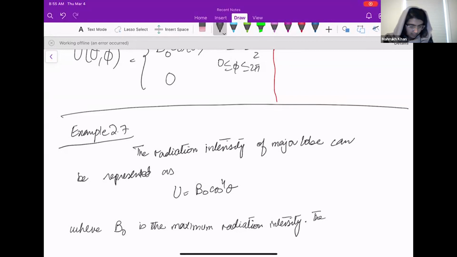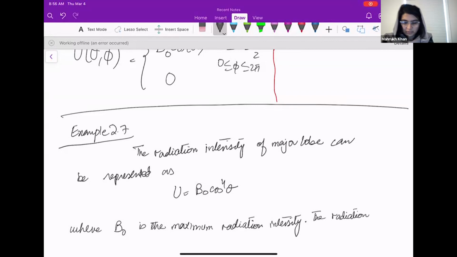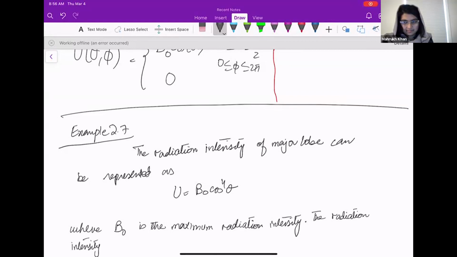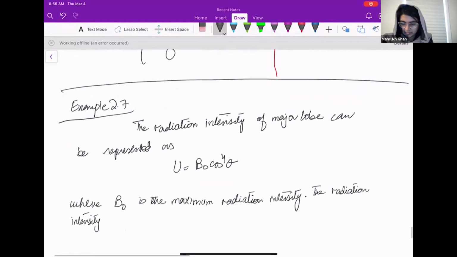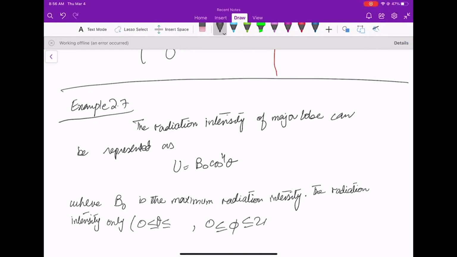Aaron? Because of the cosine n. So for omnidirectional, what should it be? Wouldn't it be sine? Yes. Okay. So radiation intensity exists only... What should be the limits then of theta? If it is a directional pattern, what should be the limits of theta? Josh? Would it be 0 to pi over 2?